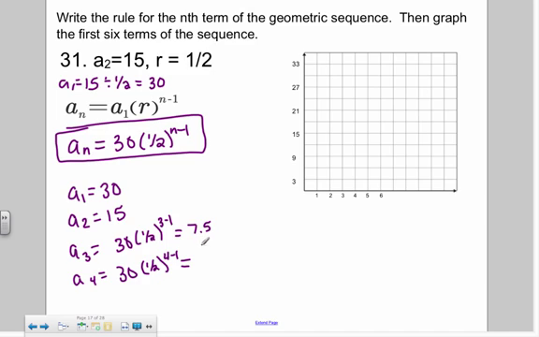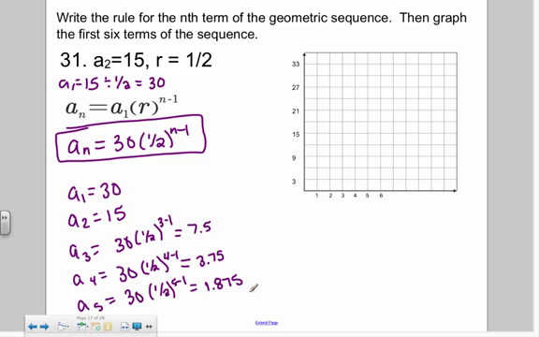I take half of 7.5. Well, half of 7 is 3.5, and half of 0.5 is 0.25. So this is going to be 3.75. Finally, my last term, 30 times 1/2 to the 5 minus 1 power. And now I'm taking 3.75 and multiplying that by half. And that is 1.875.